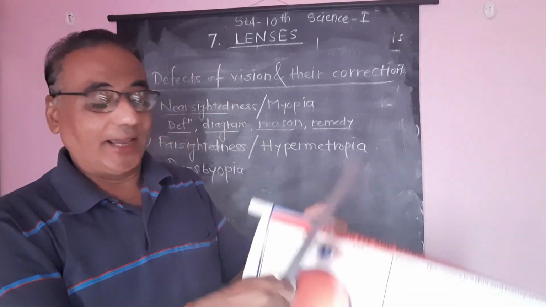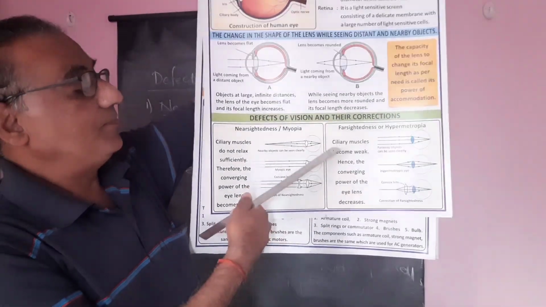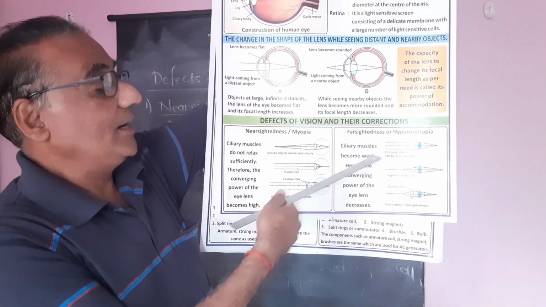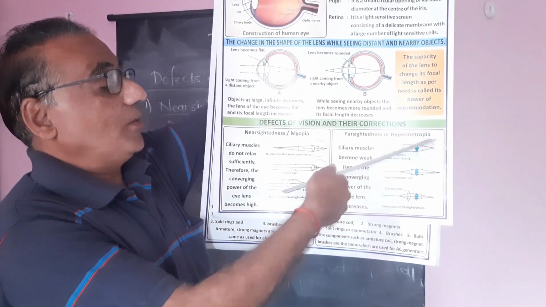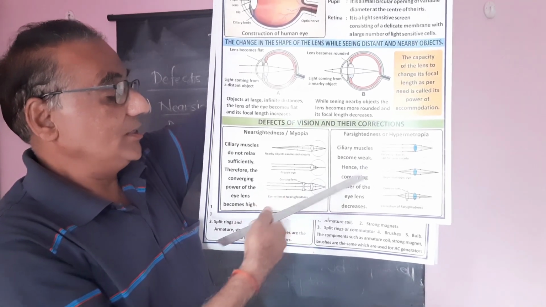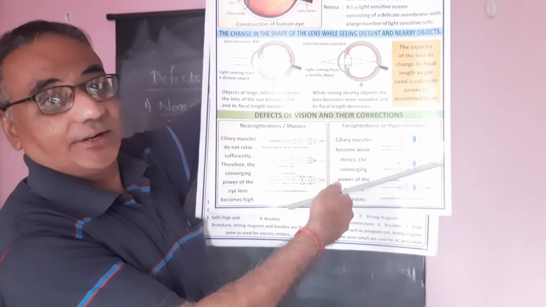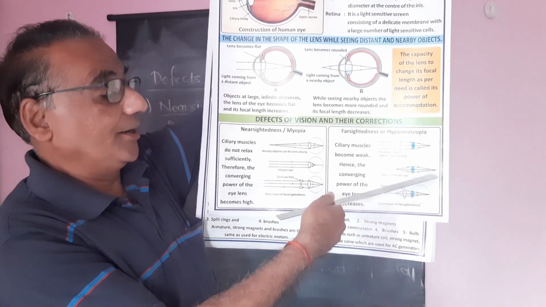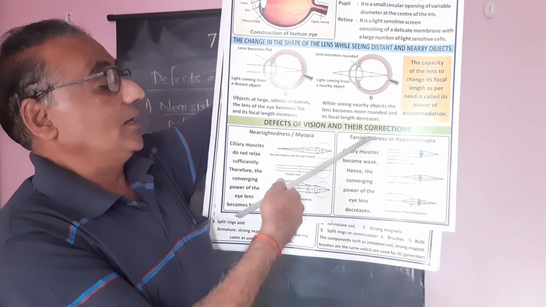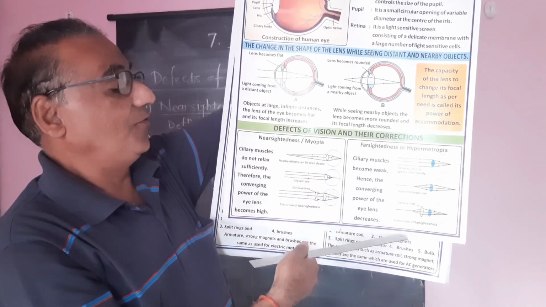Right, now let us see the diagram of farsightedness or hypermetropia. What is the reason behind this? Ciliary muscles become weak, that is, the converging power decreases. In the normal human eye the image is formed on the retina. When the ciliary muscles become weak, the converging power of the eye lens decreases, so the image is formed behind the retina. By using a convex lens of proper power, we can easily remove the hypermetropia or farsightedness defect of vision.